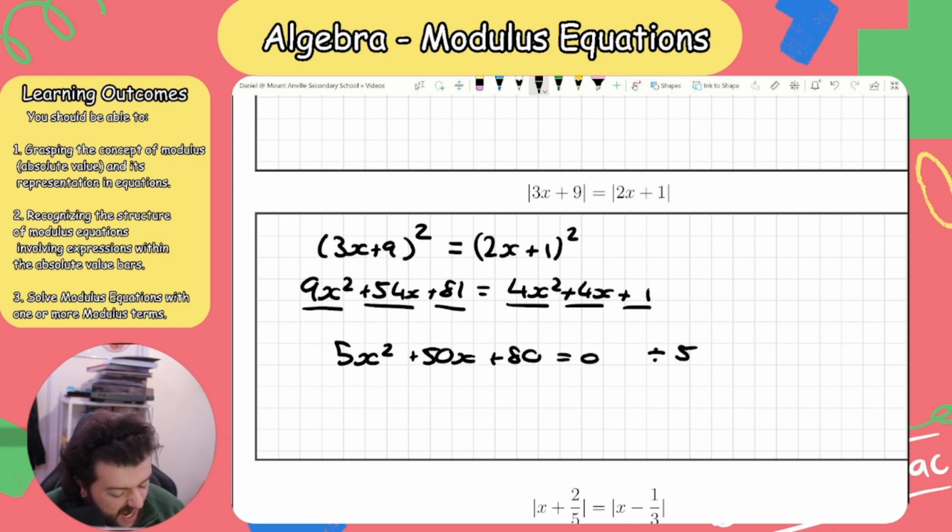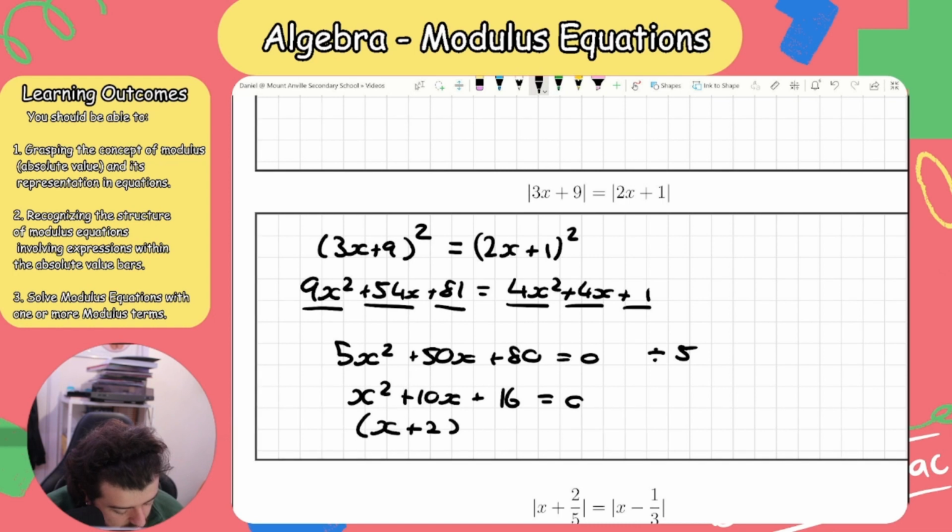I see here I can divide every term by 5. So I'm going to have x squared plus 10x plus 16 equals 0. I have a quadratic here. Two numbers multiply to get 16, but add to get 10. So I have x plus 2 and x plus 8. So my two solutions are x equals minus 2 and x is equal to minus 8. And there are my two solutions there.